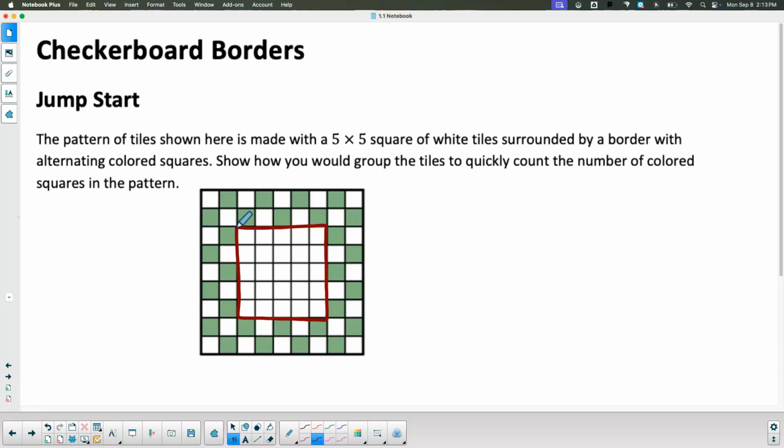Okay? Go for it. 9 times 9 is 81. 5 times 5 is 5 minus. Anybody willing to share their method? What do you got for me? Well, I just counted the outside and the base.